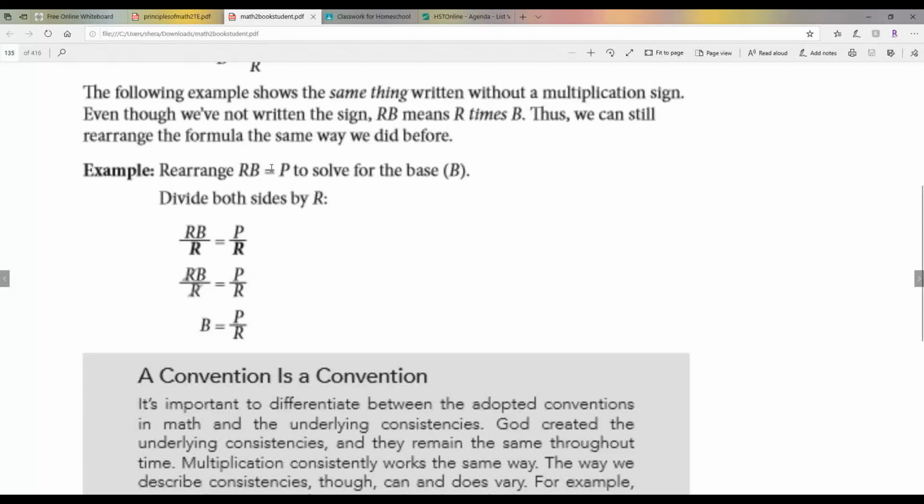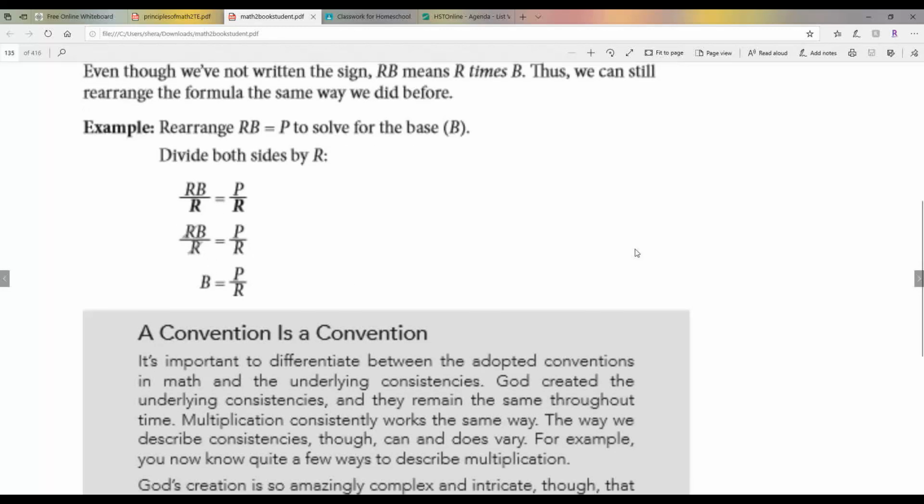So RB equals P. Rearrange this to solve for B. Well, RB beside each other just means times. There's no symbol there. We just know it's the convention that tells us it means times. We want to get B by itself, so we're going to divide both sides by R. That cancels the R's out. We're left with B equals P divided by R.